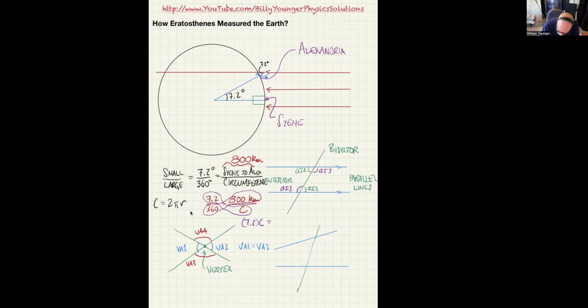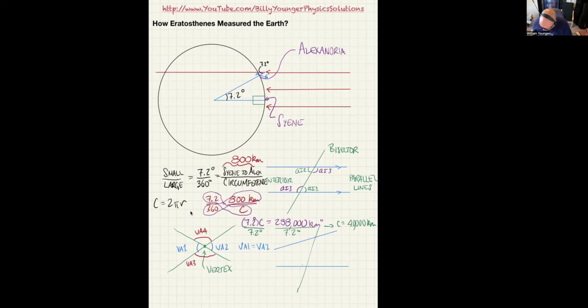So what we got, 7.2c is equal to 288,000 kilometers times degrees. So this is degrees times circumference, which should come out in kilometers, equals 288,000 kilometers. Now all we have to do is divide both sides of the equation by the coefficient of the variable. So I'm going to divide both sides by 7.2 degrees, and that's going to give me, in fact, C is equal to 40,000 kilometers.